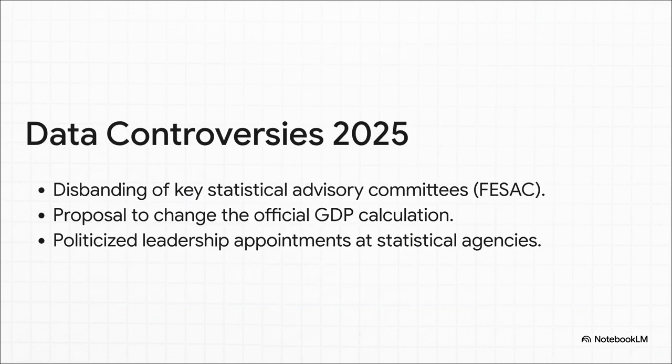And for example, the source material we're looking at highlights a few controversies from 2025, getting rid of important advisory groups like FESAC, and even proposals to change the fundamental way we calculate major numbers like GDP. Moves like these really spark a debate about whether we can trust the independence of the data we rely on.